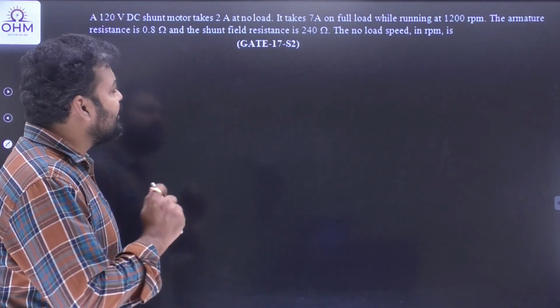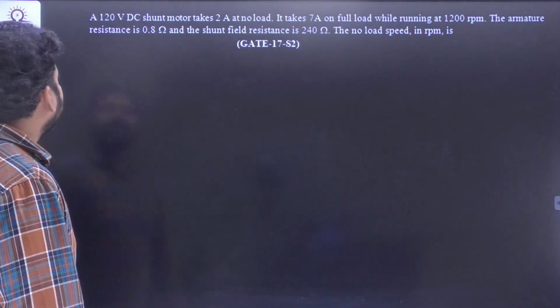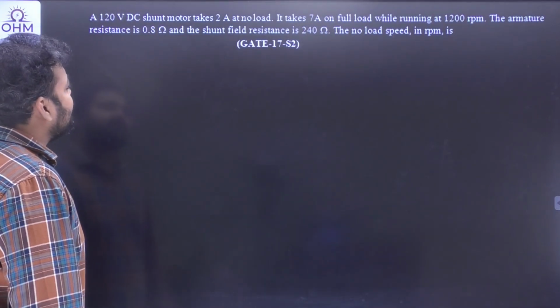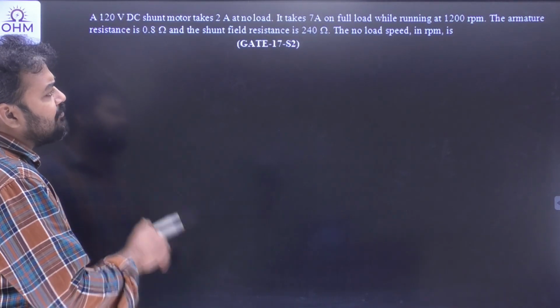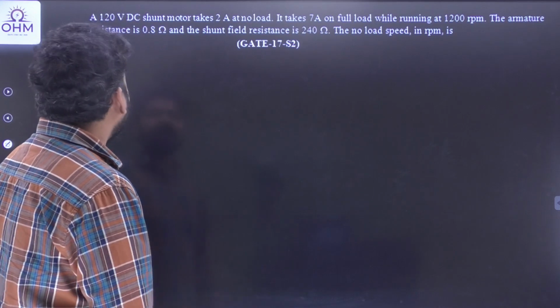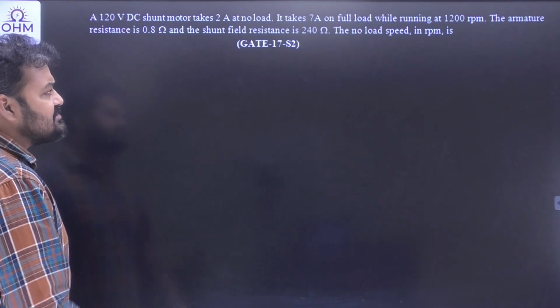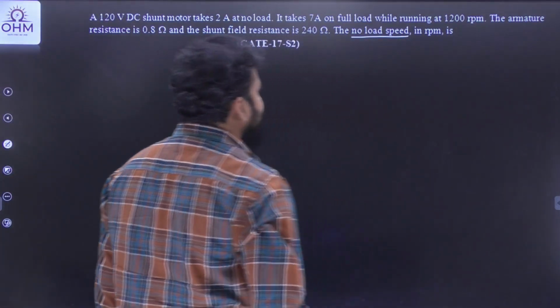This is a question from the GATE 2017 paper. Very easy question, just go through it. A 120 volt DC shunt motor takes 2 ampere at no load. It takes 7 ampere on full load while running at 1200 RPM. Armature resistance is given, shunt field resistance is also given. What is the no load speed of the motor?